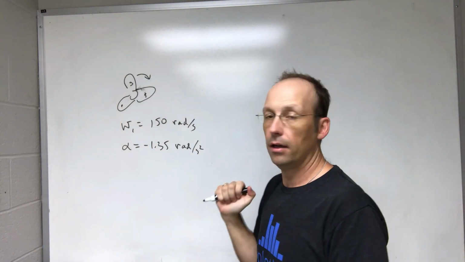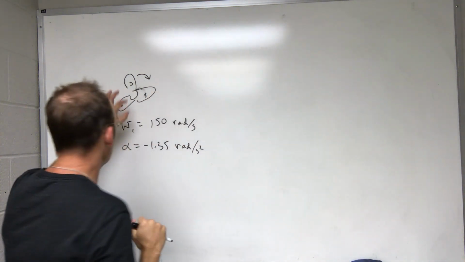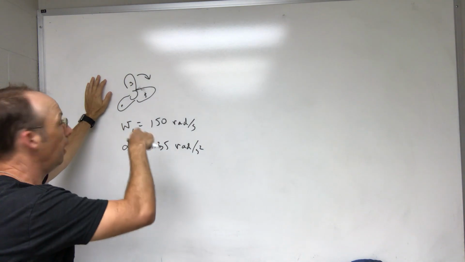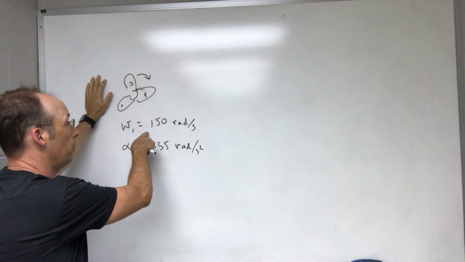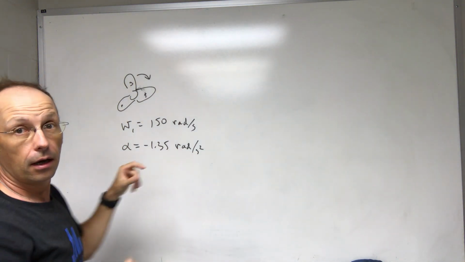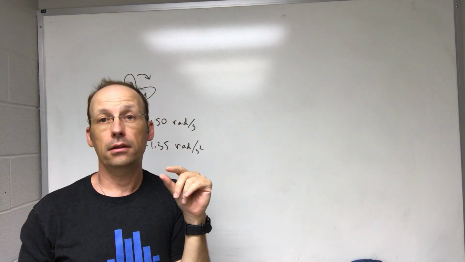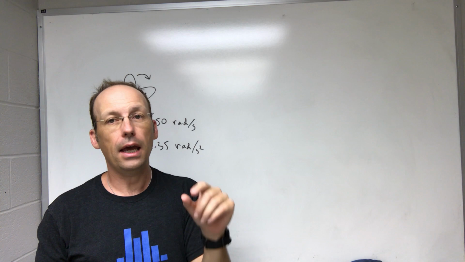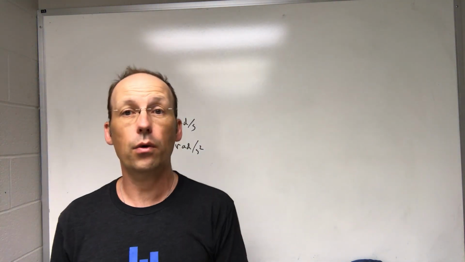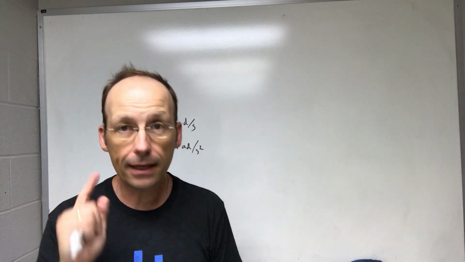Okay, so this is the problem. I have a fidget spinner, you know those things, right? Spin. And I flick it so it's going with a starting speed of 150 radians per second. There's a little bit of friction that gives it a constant angular acceleration of negative 1.35 radians per second squared. So the question is, how many times did it rotate?